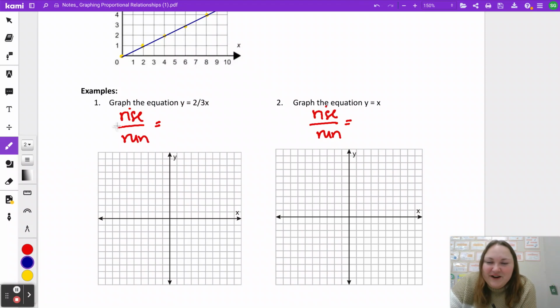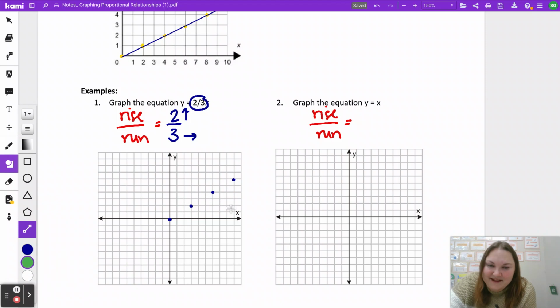To help us with these graphs, I went ahead and wrote rise over run because that's going to be your best friend. In order to graph this equation, I see my slope is 2/3. So if I match that with the words rise over run, that is telling me my line should rise 2 and run 3. I'm going to start this equation at 0, 0, just like the others, and I'm going to rise 2 boxes and run 3. That would be right there. Rise 2, run 3. And then I've got enough points to go ahead and make my line.